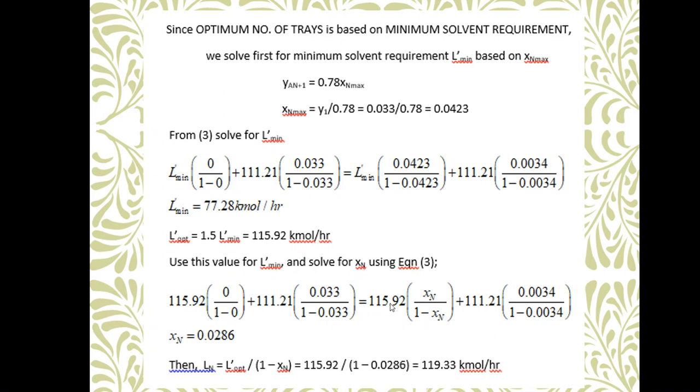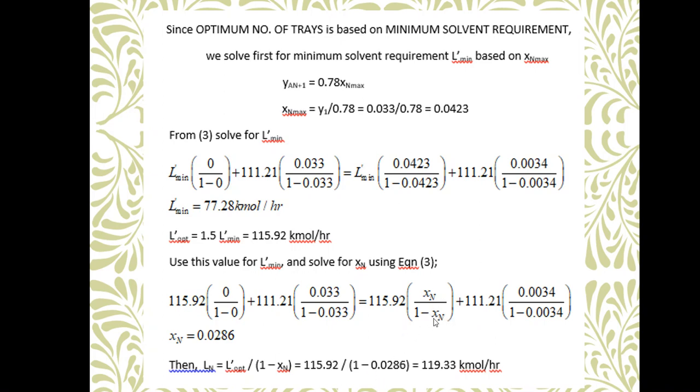If you use this value of L prime optimum for the L prime minimum in the equation that we have here, we will solve for the actual Xn. This is the projected and this is the actual. So the actual is just 0.0286. The maximum projection is 0.0423. Knowing this as the actual, everything here you know already from the previous equation. We just copied the values. In here, we just change the L prime minimum to L prime optimum to get the Xn, the actual Xn.